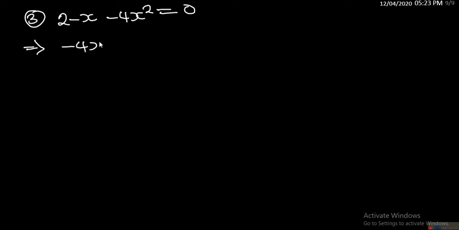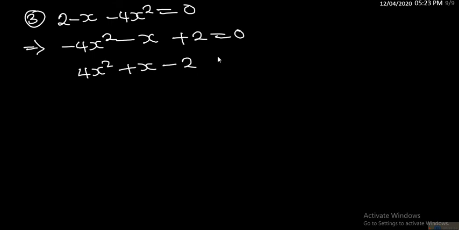So if you have example 3, 2 minus x minus 4x squared equals 0. If you want to find the sum and product of the root of this equation, guys, you have to rearrange the equation. So if you rearrange, you have 4x squared minus x plus 2 equals 0. So you can divide all through by minus. You divide all through by minus, you have 4x squared plus x minus 2 equals 0, and the coefficients are a equals 4, b equals 1, c equals minus 2.